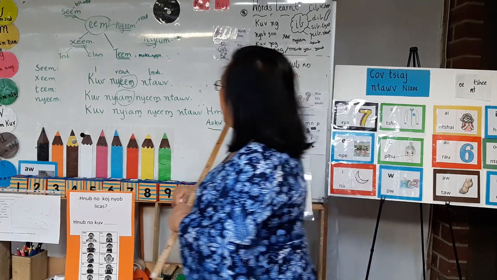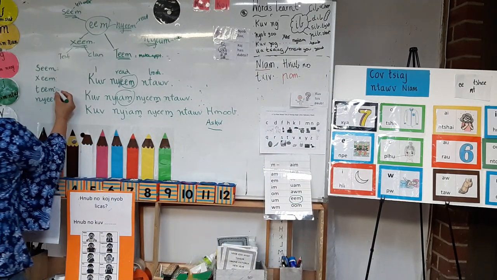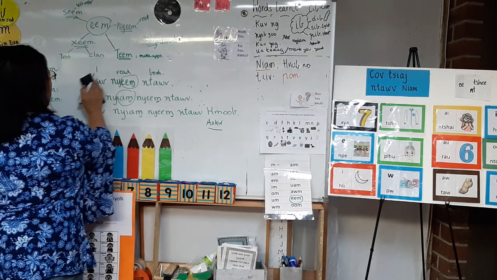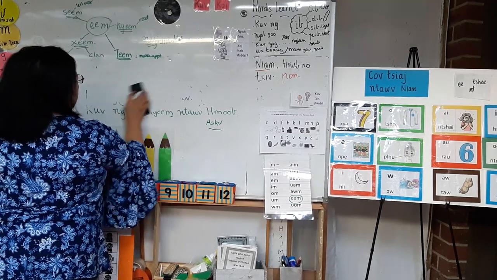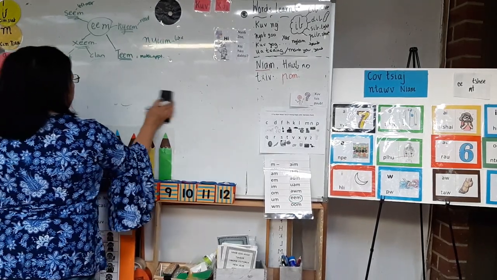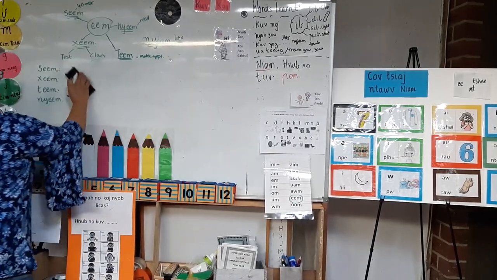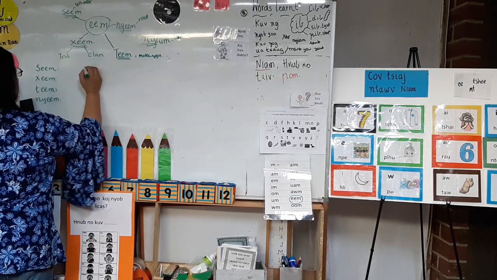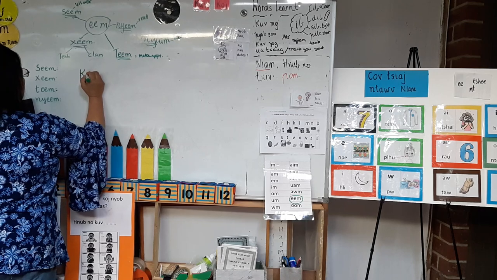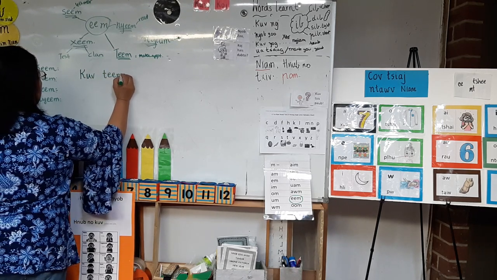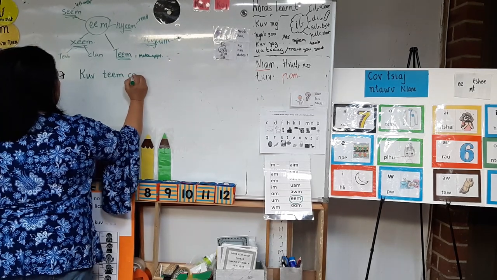Now, I'm going to move on. So, the next one, you can make a sentence like tang. Tang is making an appointment, isn't it? So, we can say gu tang.